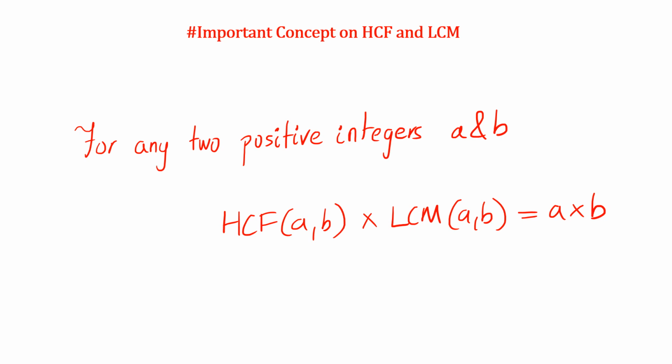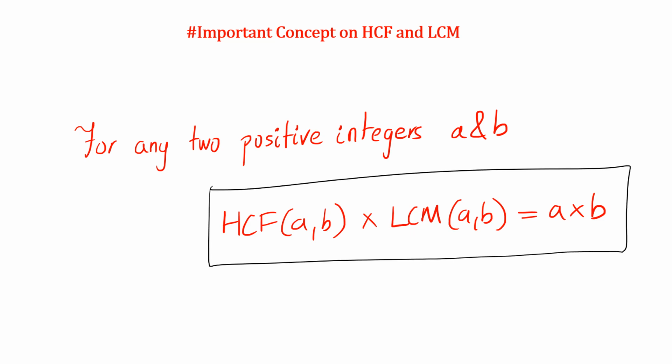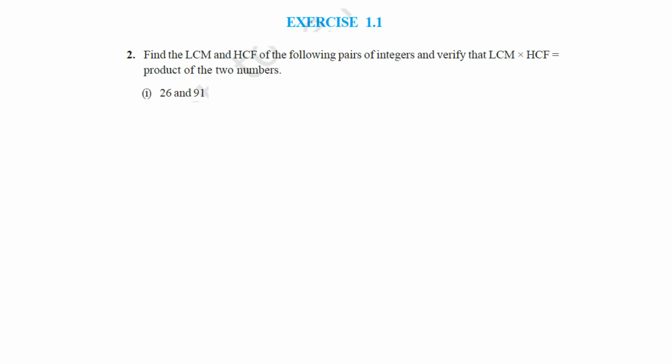Before we go into the examples, we have a very important concept. This concept is a frequent 1-mark question, or sometimes even a 3-mark question. It turns out that the HCF of two numbers multiplied by the LCM of the two numbers is always equal to the product of the two numbers. Let's see how.